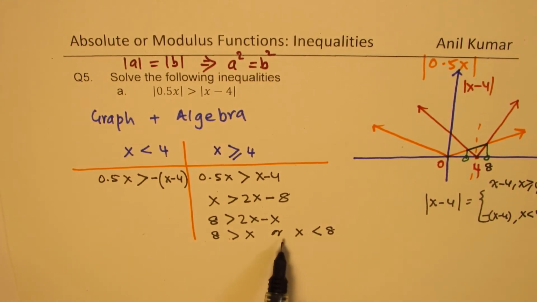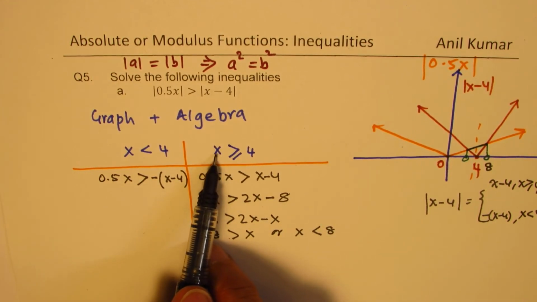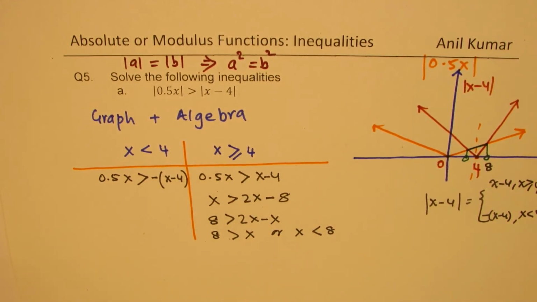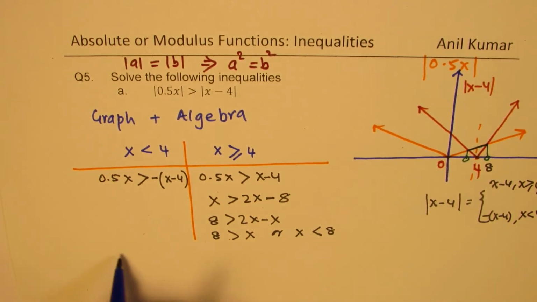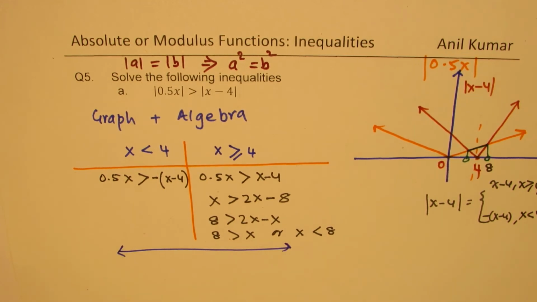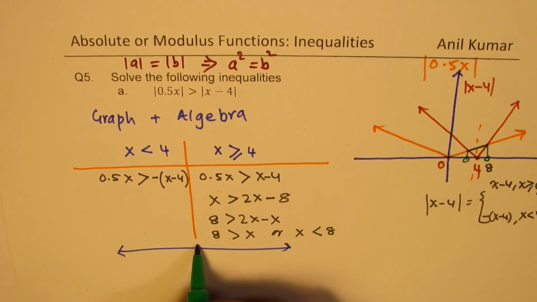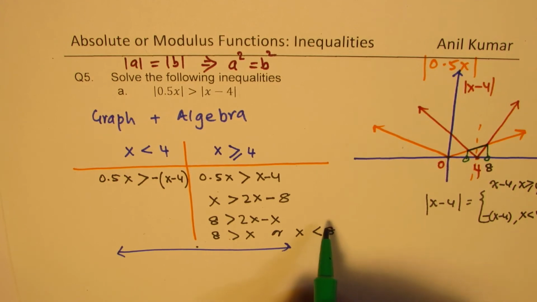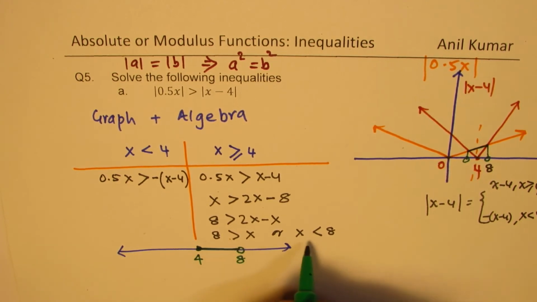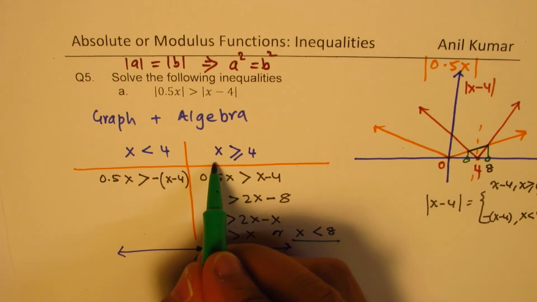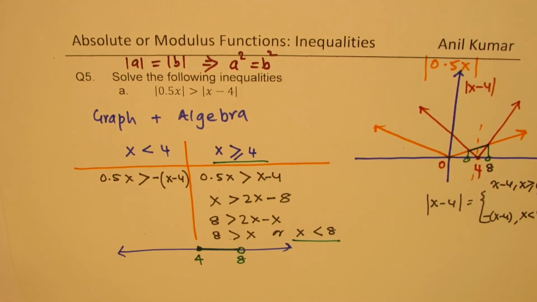Now, since it is less than 8, and we are working on an interval from x greater than or equal to 4, let me just show you the solution on a number line. On a number line, this solution indicates that we are looking for x less than 8, right? So it will include the point 4, and here we have 8. So that part is what we are saying within this interval. Does it make sense to you? Now let's do this part.